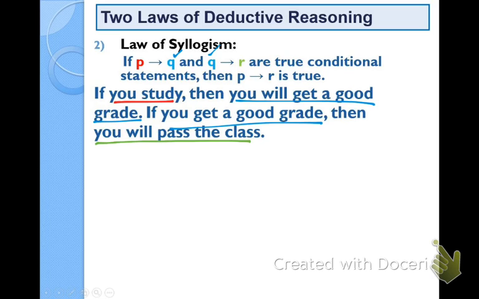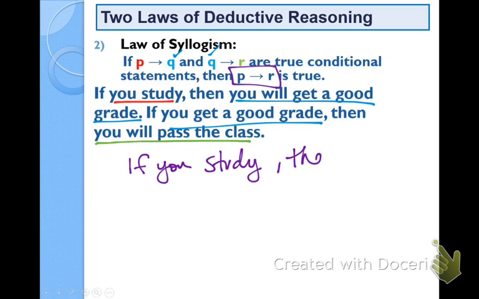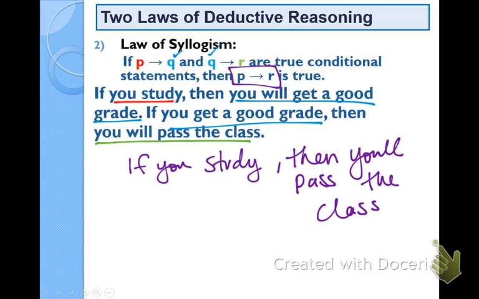Okay? So our answer will look like if P, then R. In your final answer, you're going to leave out what overlaps. So you will get a good grade will not end up in our final answer. Here's what will. What represents P in this entire thing? If you study. So our final answer in conditional form would be if you study, then you will pass the class. Exactly. So you leave out what they have in common. You leave out the two sentences that overlap. Then you use the hypothesis as the hypothesis, and you use the remaining conclusion as the conclusion.